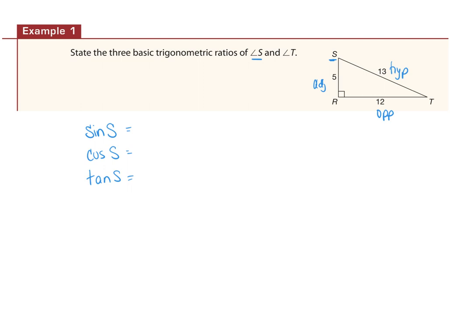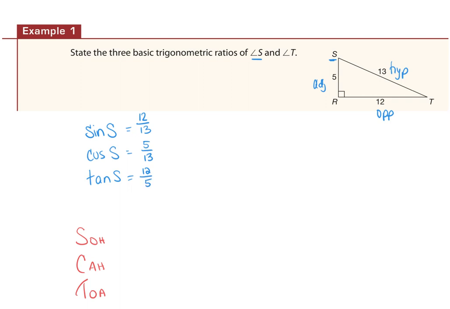So if it's asking for the sine, it is asking for the ratio between the sides. Remember, sine is opposite over hypotenuse. So I'm going to find my opposite side, that's 12, over my hypotenuse, which is 13. That is the ratio between the sides. If I want cosine, remember cosine is adjacent over hypotenuse. Then I'm going to say adjacent to angle S over the hypotenuse. And then if I want tangent, that is the opposite side over the adjacent. Opposite side was 12, adjacent side is 5.